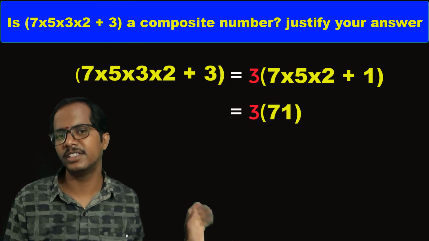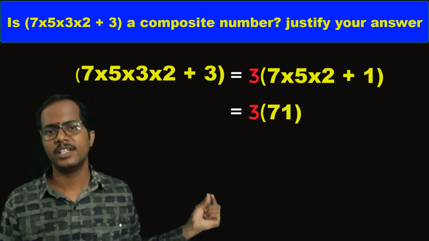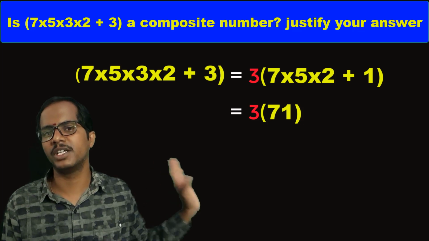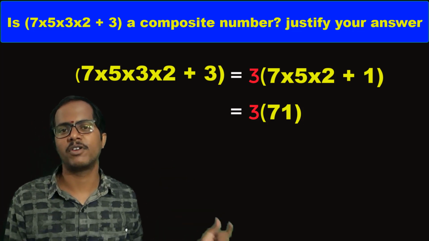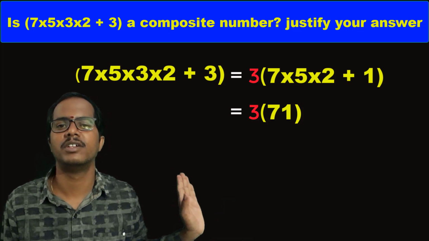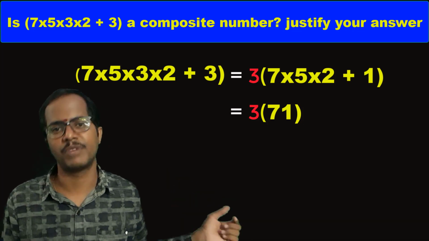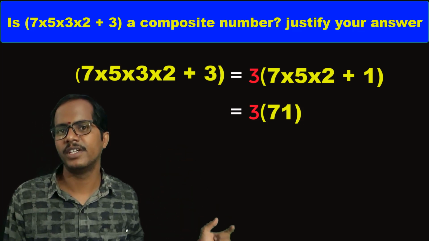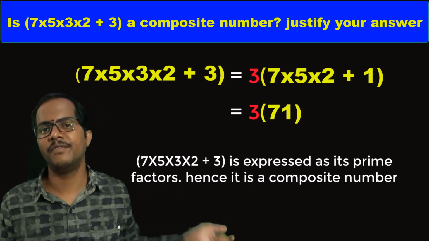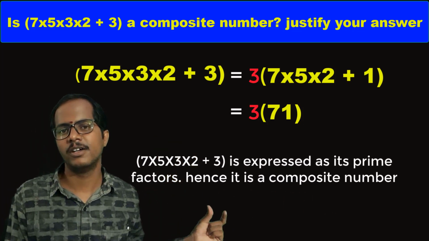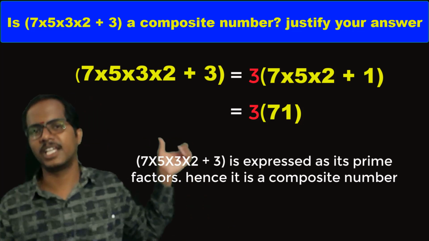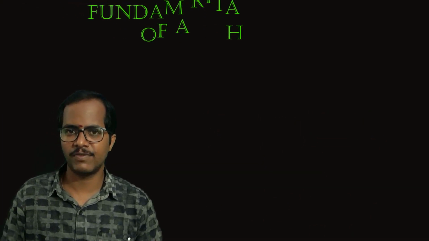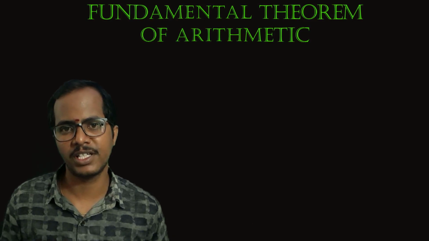So what we can get finally? 3 into 71. So now the given expression, that is 7 into 5 into 3 into 2 plus 3, is expressed as the product of 3 into 71, where 3 and 71 are prime numbers. So the given expression is expressed as the product of its prime numbers, and we know that every composite number can be expressed as its prime factors. So that means the given expression is a composite number. So like this, using the fundamental theorem of arithmetic, we can explore the properties of real numbers.